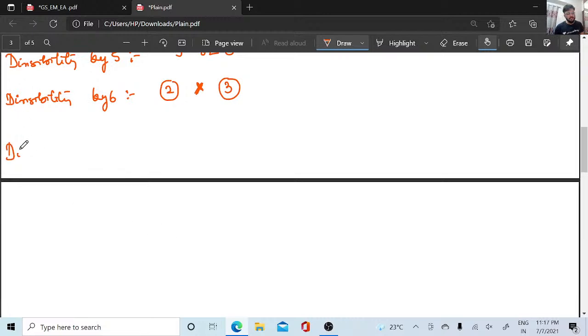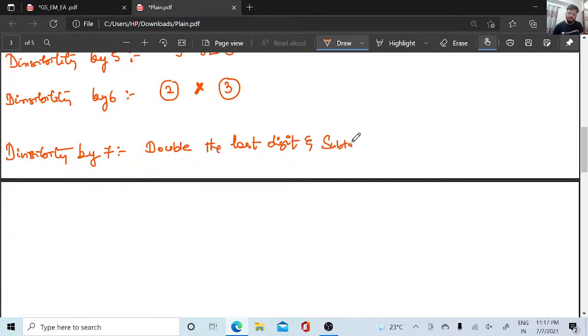Then the next number, divisibility by 7. How shall you find out whether a number is divisible by 7? Whatever the number is, you double the last digit and subtract it from the remaining digits. Once this is completed, you divide the result by 7, and you will understand whether it is divisible by 7 or not.